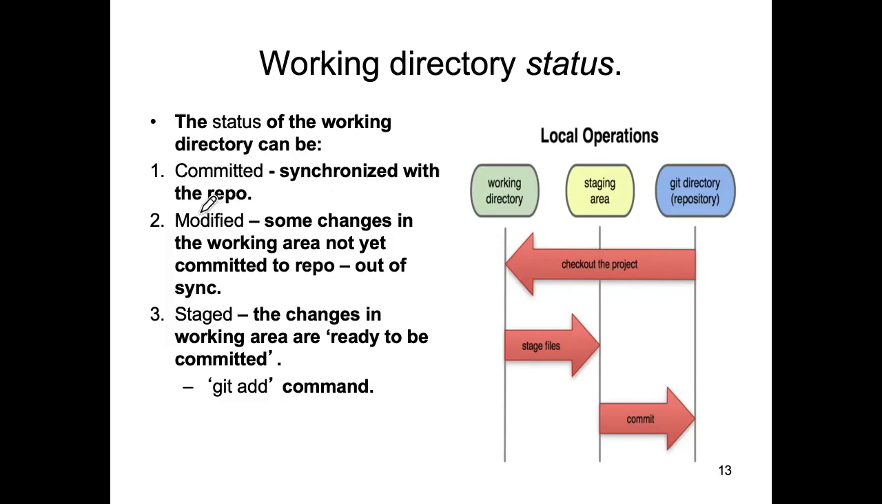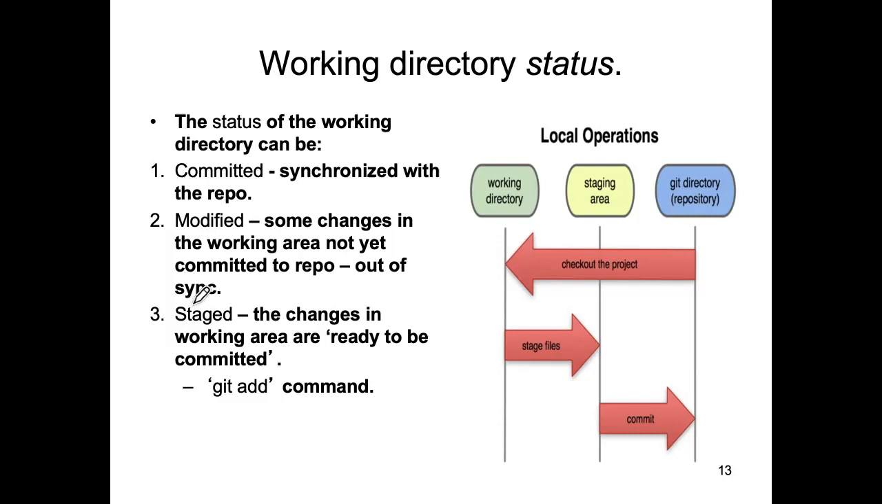Alternatively, the working area could be in a modified state, which means you've made some edits to some files and you haven't committed them yet. And the third one, which is the kind of odd one really, your working directory could be in a staged state. And stage is a bit peculiar until we look at using Git, it'll make a little bit more sense then. Staged means you have made some modifications to some files. You've told Git about those modifications, but you haven't committed them yet.